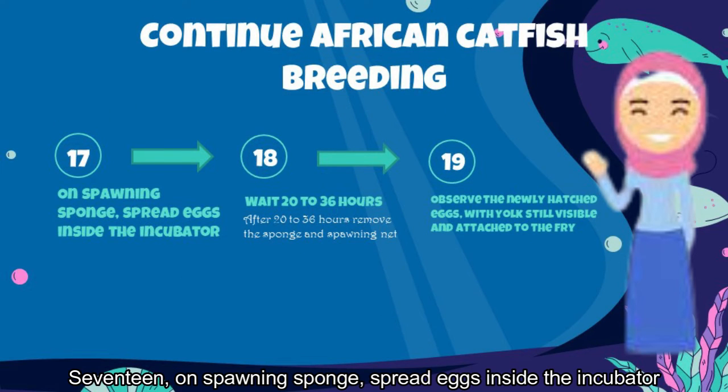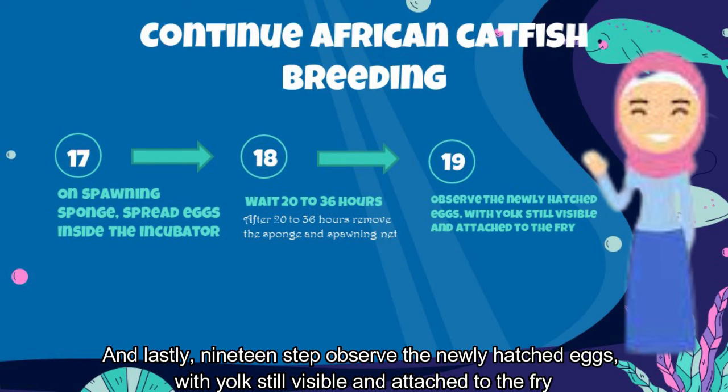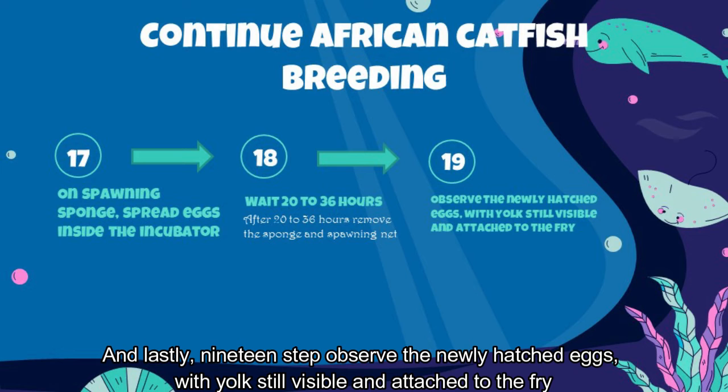17. On a spawning sponge, spread the eggs inside the incubator. 18. Wait 20 to 36 hours. After 20 to 36 hours, remove the sponge and spawning net. And lastly, step 19. Observe the newly hatched eggs with yolk still visible and attached to the fry.